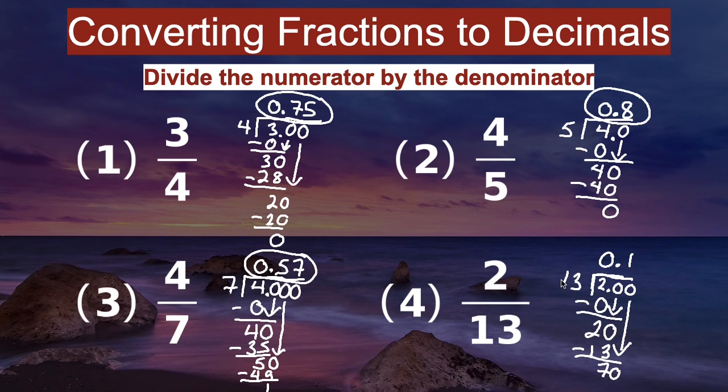Now the question is, how many times does 13 go into 70? 13 goes into 70 5 times. 5 times 13 is going to be 65. And if we subtract 70 by 65, we're going to get 5. And then once again, this is a good enough spot to stop. However, we can get a more specific answer by adding more zeros and continuing on.